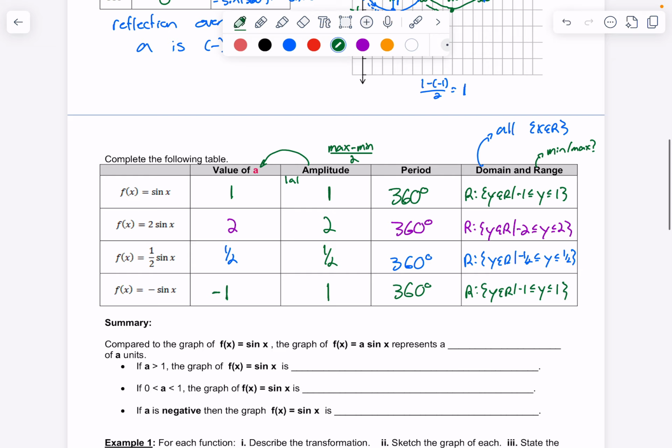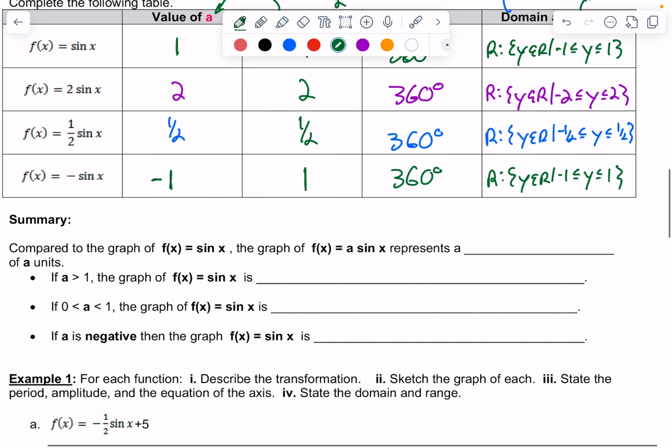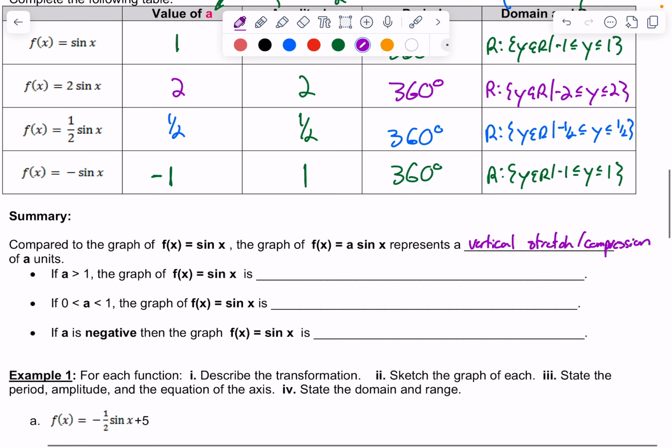Okay, so when you have an a value, that is going to represent a vertical stretch. Compared to the graph, a represents a vertical stretch / compression, and I guess I ran out of room, and reflection. Okay, it deals with 3 things.